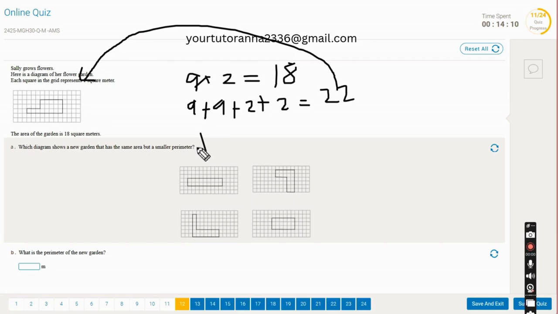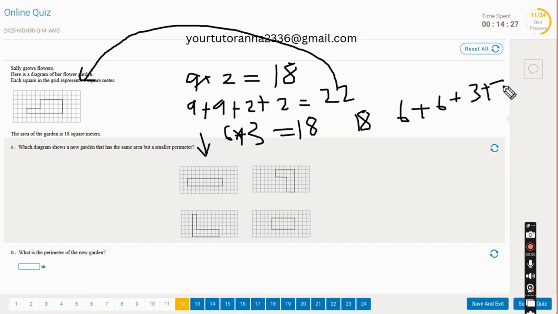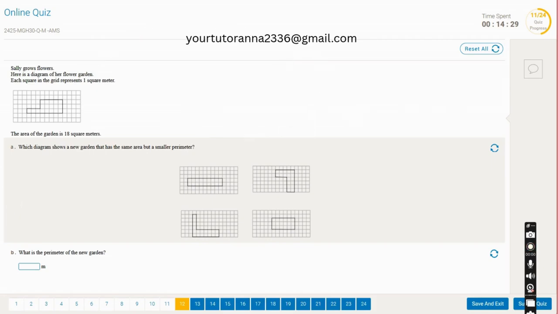So this can belong to this one. And they're saying that in the new garden, the perimeter is smaller. So what is the smaller perimeter? We said 6 times 3 is another option where you get 18. And what is the perimeter? It's also 18 when you add it. 6 plus 6 plus 3 plus 3. Okay? So now let's check. Which one has 6 as the length and 3 as the width?